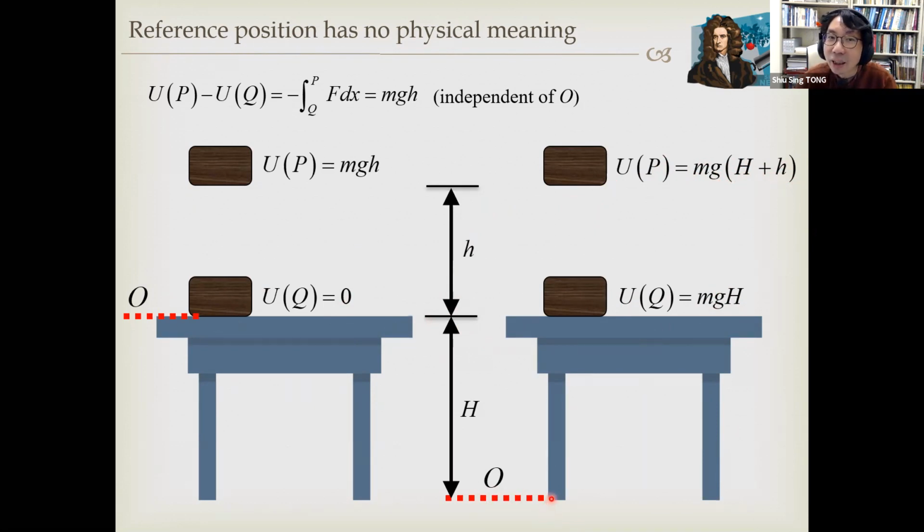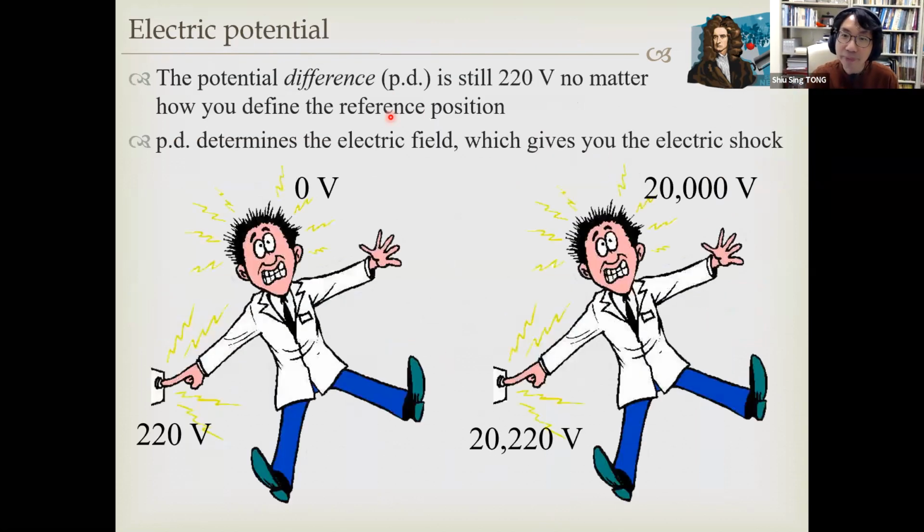But the difference in potential energy between these two points, UP minus UQ, is always mgh. When you subtract one from the other, the absolute H is always gone, and you always get mgh. That is the energy difference between the two positions, and that is independent of how you define the reference position.